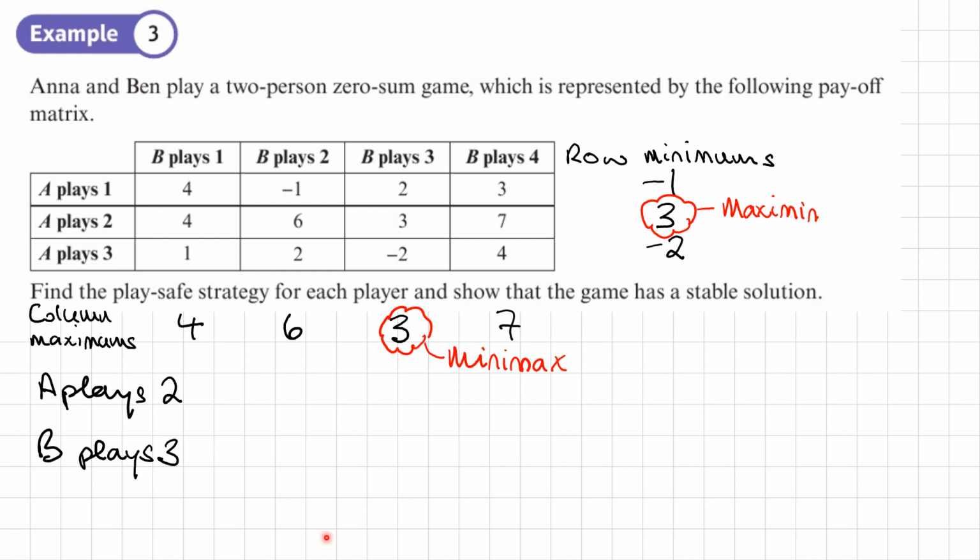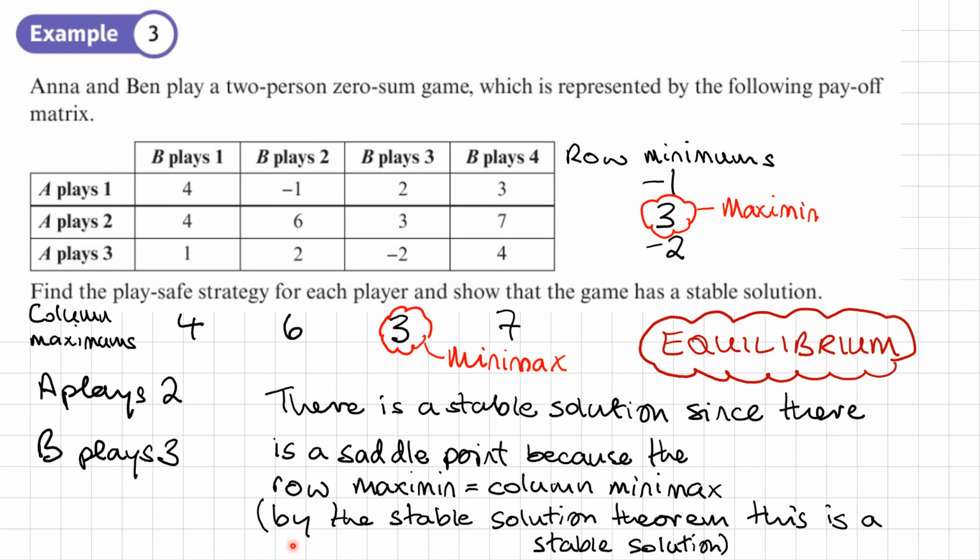Now we also need to show that this game has a stable solution, and it does, because the row minimax is equal to the column maximin, and it's 3. So this strategy here. So neither player has an incentive to change.